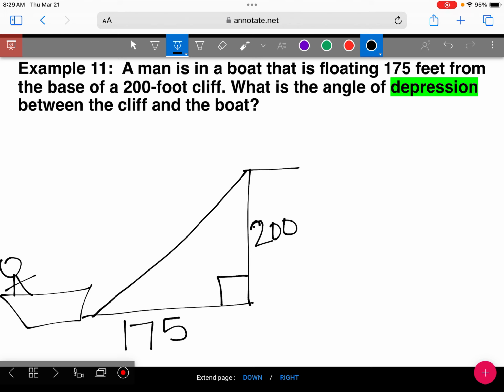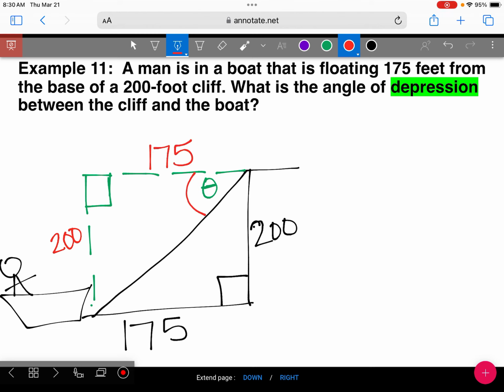But remember, the angle of depression is always opposite. So when I draw my angle of depression, I'm going to fill in the rest of my rectangle. This is that angle. So the angle of depression is always outside of the triangle. If you look at that diagram in the previous page where it talks about angle of depression versus angle of elevation. But because a triangle, again, is half of a rectangle, that 200 can also be here, and the 175 can be here.